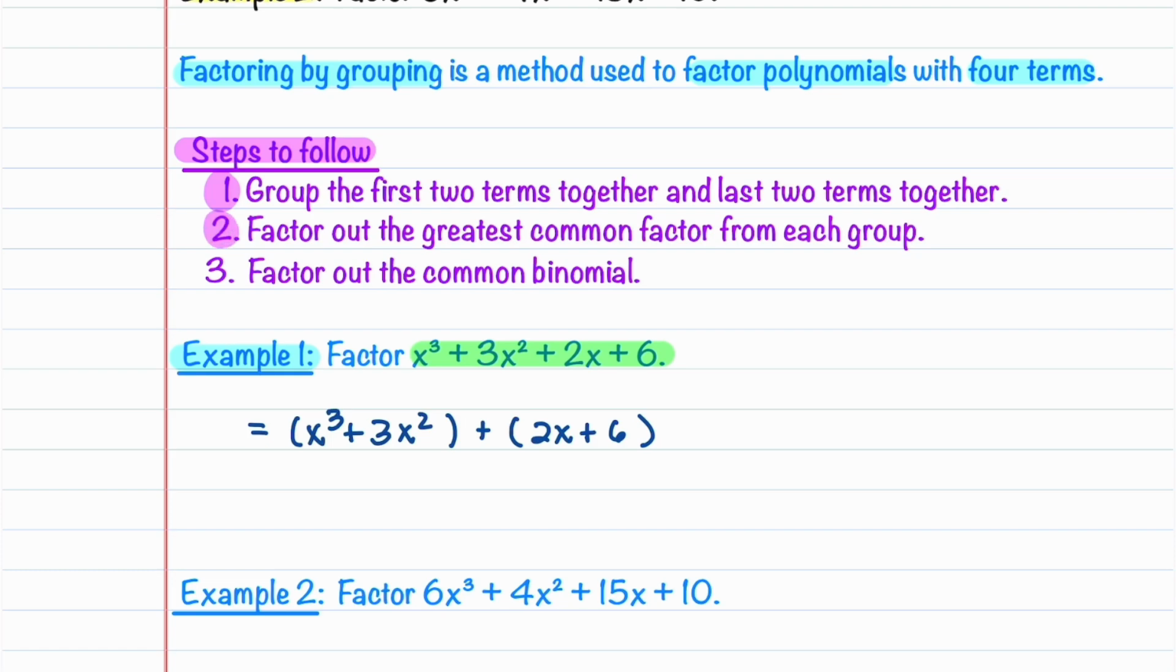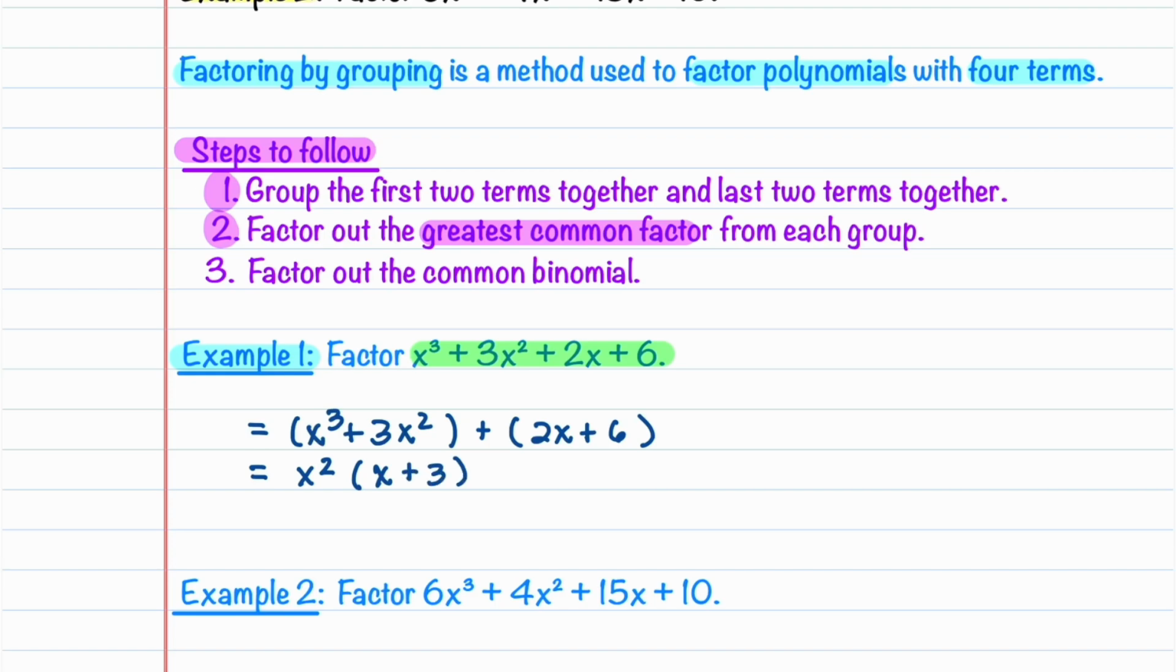What we'll do next is factor out the greatest common factor from each group. The greatest common factor is just the largest factors that are common to both terms in the group. When we look at our first group, we can see that we have an x squared common to both terms, so we'll pull out an x squared. And then x cubed divided by x squared is x, and then 3x squared divided by x squared is 3.